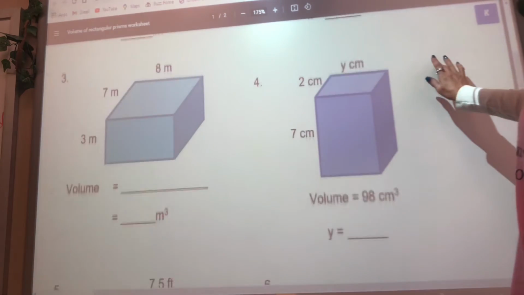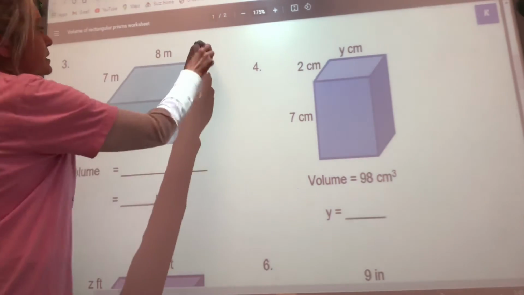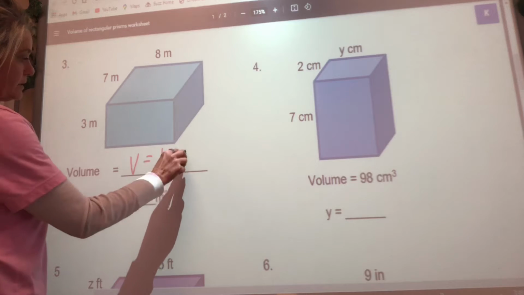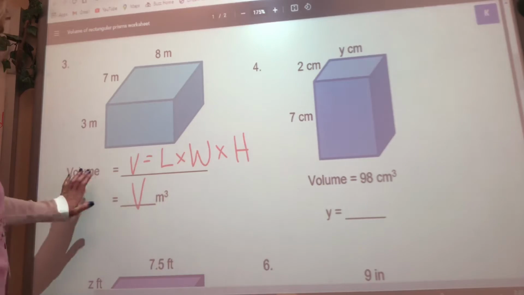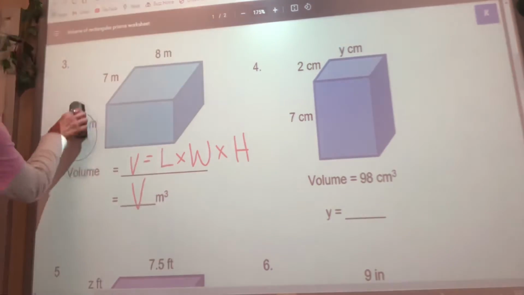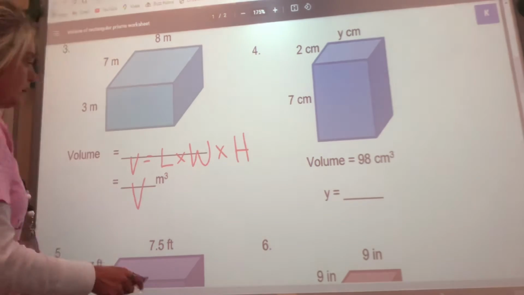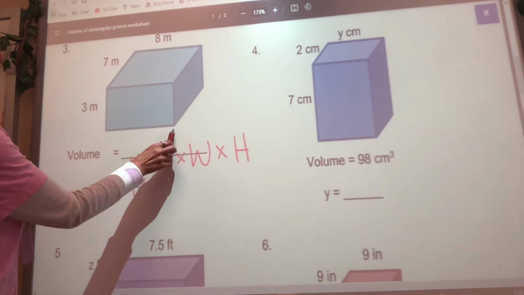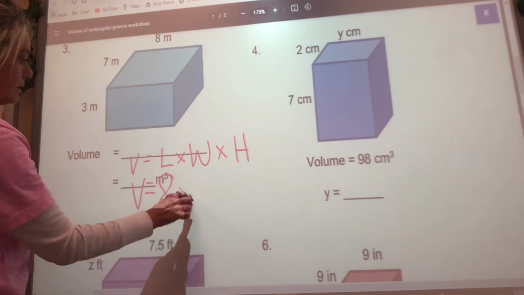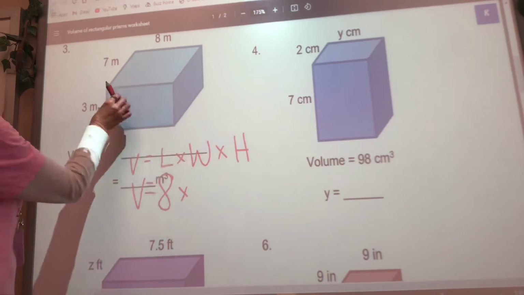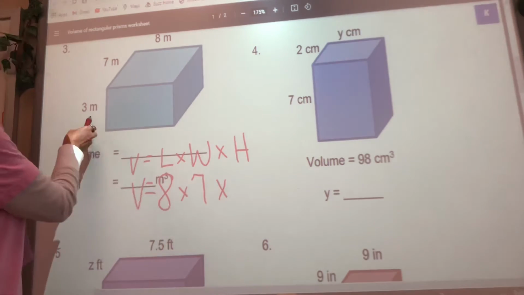Okay, number 3. We're still dealing with volume. So we know that our formula is going to be volume equals length times width times height. On this one, we're going to act like that little 3's not there right now. Let me just move it just a little bit so we can still see our numbers. Our length, it's not on the bottom, but we know this is the same, so our length is 8. Our width, how deep it goes into the page, doesn't have it here, but it's the same as here, so it's 7. And our height is 3.